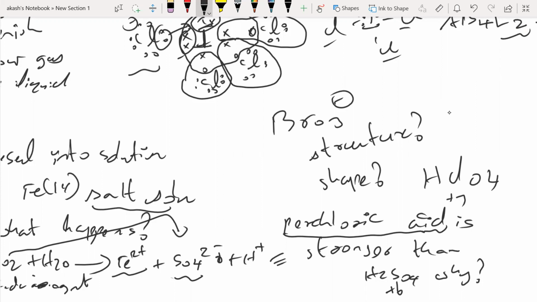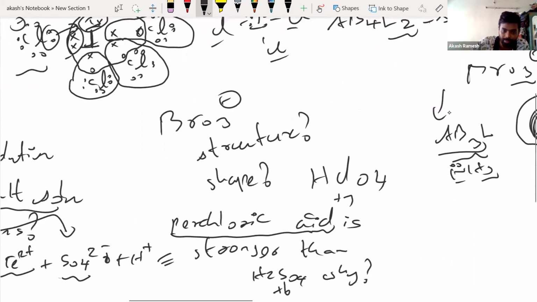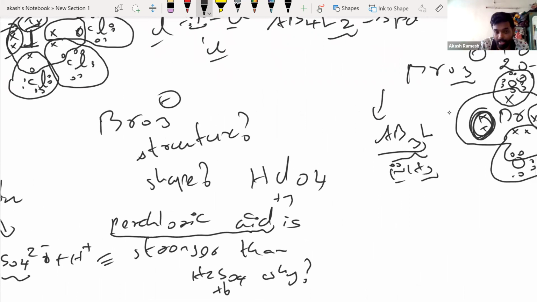So since the oxidation state is greater, it can readily release the OH bond, so acidic strength will be more. Okay, fine. Your answer is correct. So, guys, there are two reasons for this. The first reason is that chlorine is more electronegative than sulfur. The second reason is what she told.